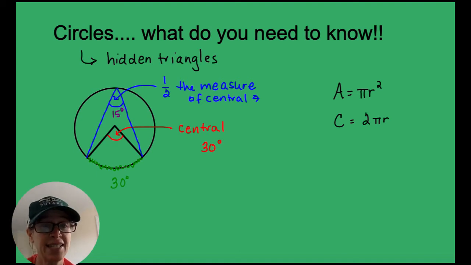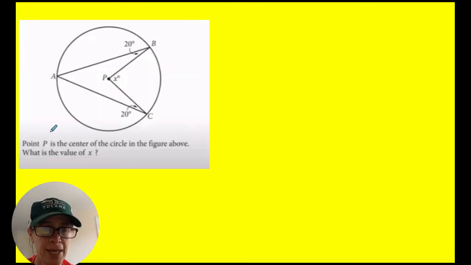So here's an SAT example. Point P is the center of the circle in the figure above. What is the value of x? So I'm trying to find this x right here, and I have 20 degrees here and here.